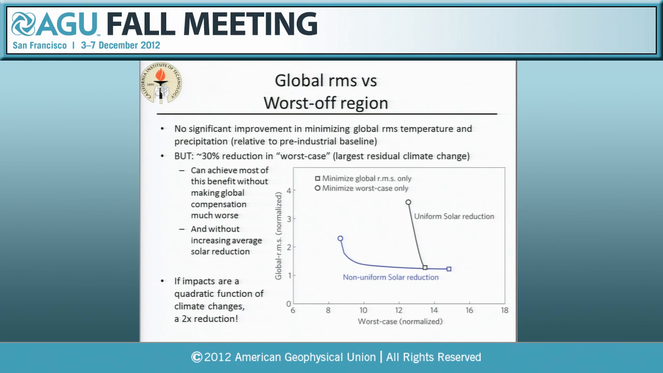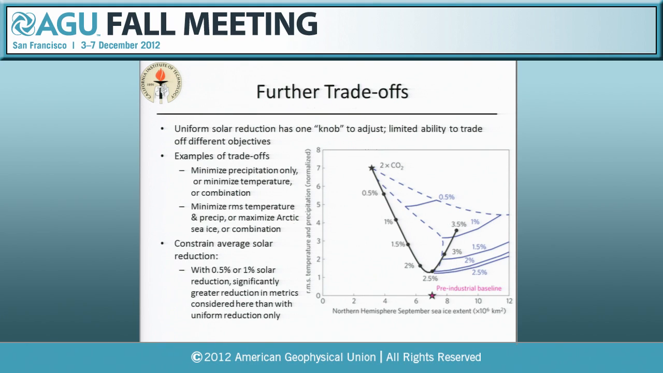And then this is a common assumption that climate impacts are a quadratic function of climate changes. So a 30% improvement is sort of a factor of 2 in damages. So that's a fairly big deal in terms of reducing the regional effects, with a giant caveat, of course, that this is in a model. This isn't in the real world. So this is going to be a lot harder to do.